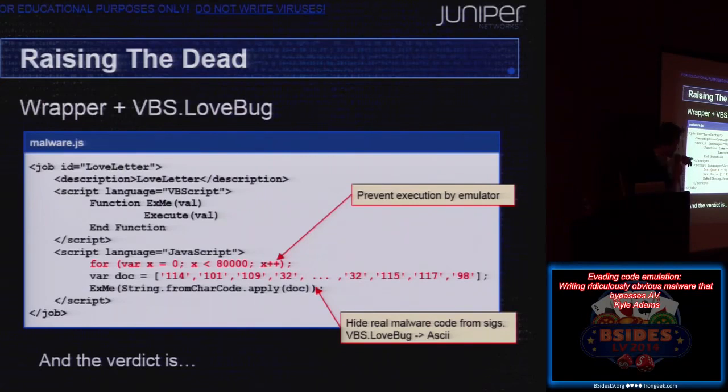And because this 80,000 loop iteration is there, when AVG loads this file, they choke on it and they say, okay, I hit the end of my chain. I ran the JavaScript, nothing happened, we're good to go. And when the user runs it, they're going to plow through those 80 instructions, no problem. They're going to decrypt the Lovebug virus, and it's going to execute on their machine. So the verdict is not detected. So you can wrap pretty much any detectable virus using this technique to get it around AVG.